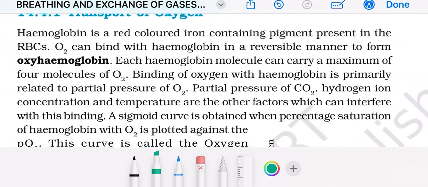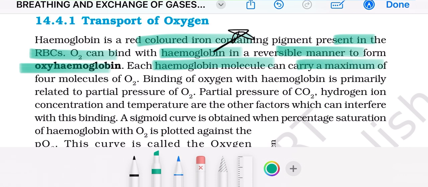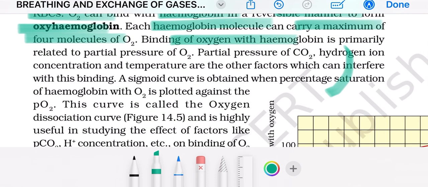Transport of oxygen. Hemoglobin is a red colored iron containing pigment present in RBCs. O2 can bind with hemoglobin in a reversible manner to form oxyhemoglobin. Each hemoglobin molecule can carry a maximum of 4 molecules of oxygen. Binding of oxygen with hemoglobin is primarily related to partial pressure of oxygen. Partial pressure of carbon dioxide, hydrogen ion concentration, and temperature are other factors which can interfere with this binding.